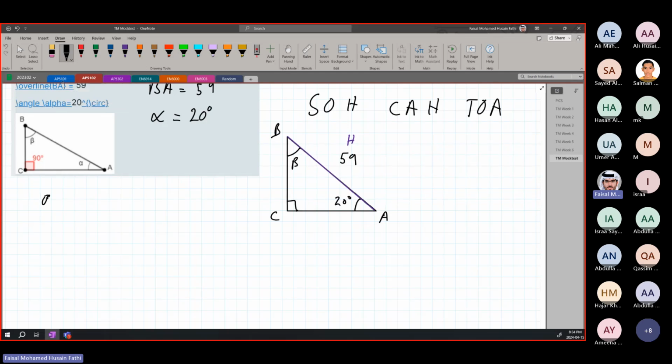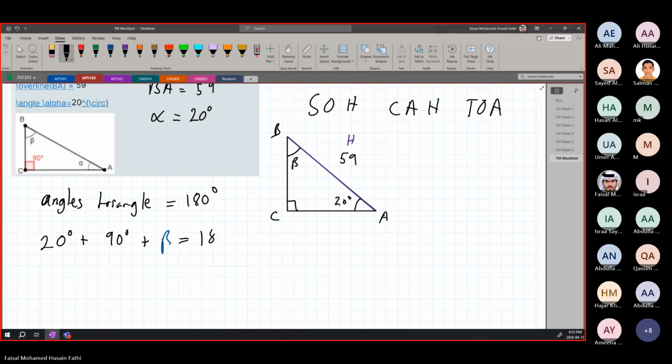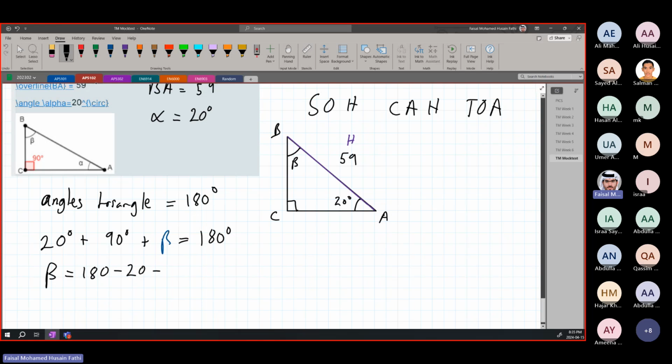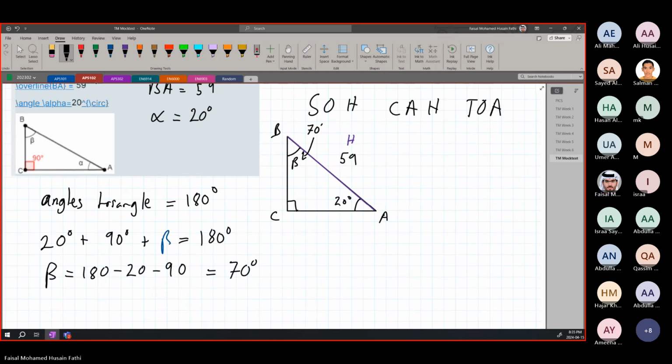First things first, angles in a triangle are equal to 180 degrees. So it's going to be 20 degrees plus 90 degrees, which is our right angle, plus beta is equal to 180 degrees. If we simplify this, beta is equal to 180 minus 20 minus 90, which is 70. So this is 70 degrees. We found our beta.